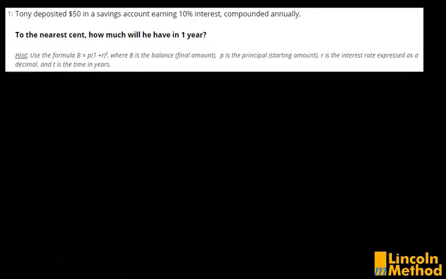Tony deposited $50 in a savings account, earning 10% interest, compounded annually. To the nearest cent, how much will he have in 1 year?